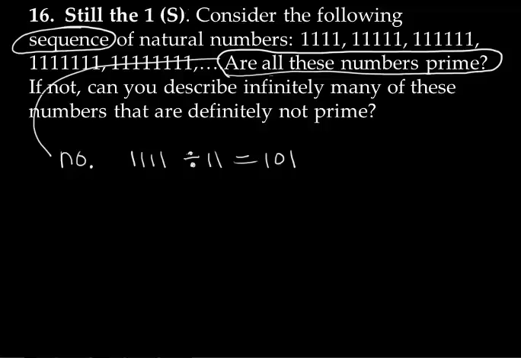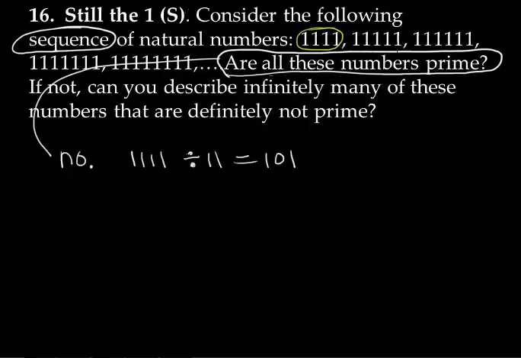Now the next question says, if not, can you describe infinitely many of these numbers that are definitely not prime? Well, let's see. There's 2 ways that you could answer this question. I'm going to change colors. One, you could consider the alternating sum of the digits. The alternating sum of the digits was 0 here. Why? Well, because there was an even number of ones.